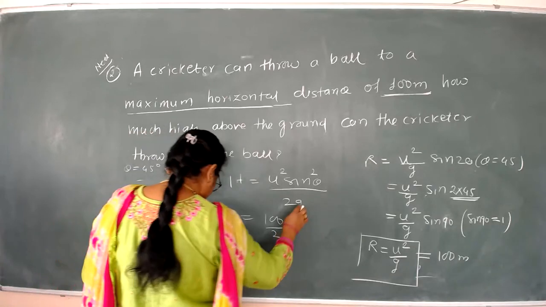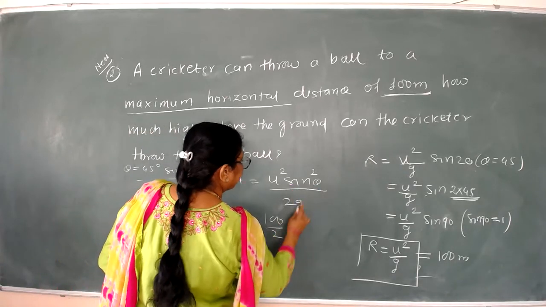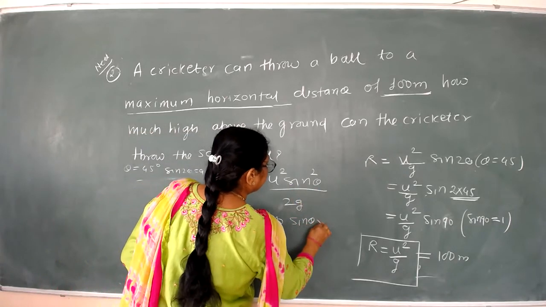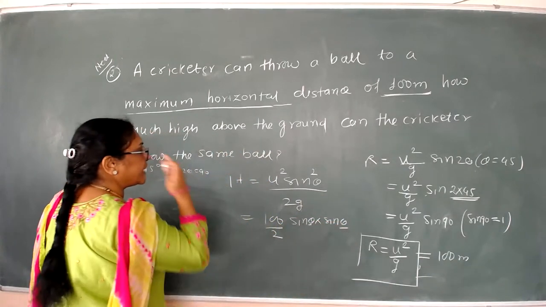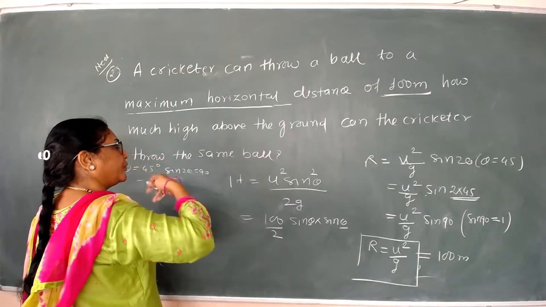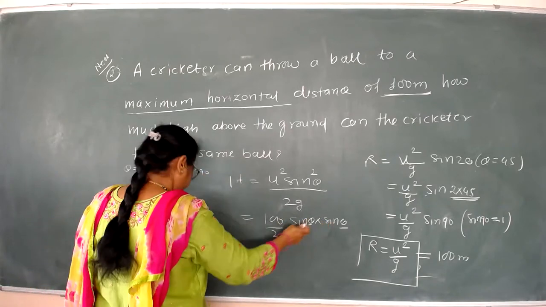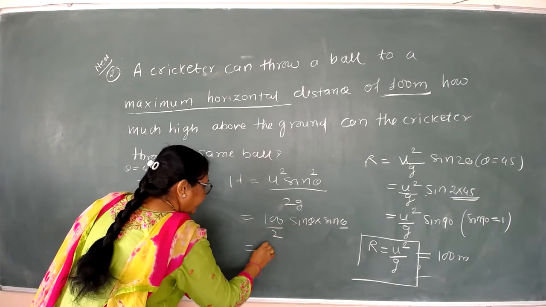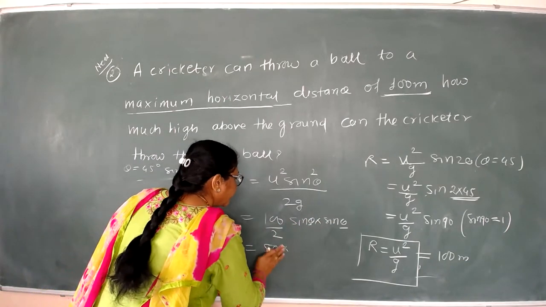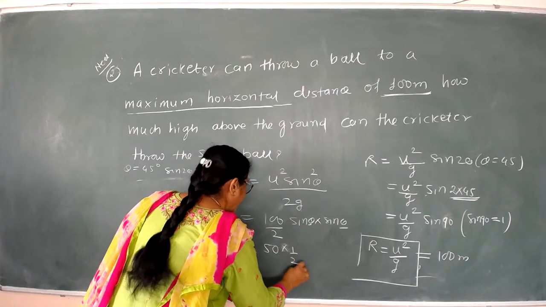Sin squared theta is sin theta into sin theta, where theta is given as 45. And sin 45 is equal to 1 by root 2. 1 by root 2 into 1 by root 2 is equal to 1 by 2. Therefore, 100 by 2, that is 50, into 1 divided by 2.